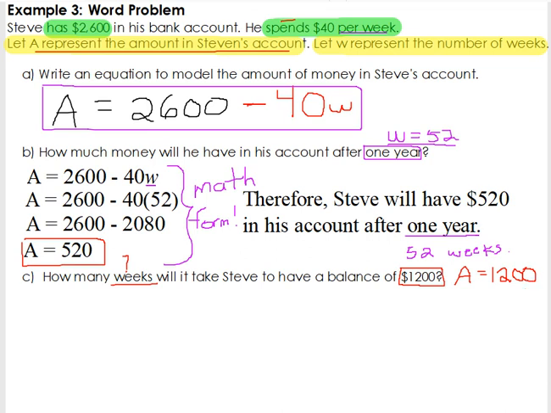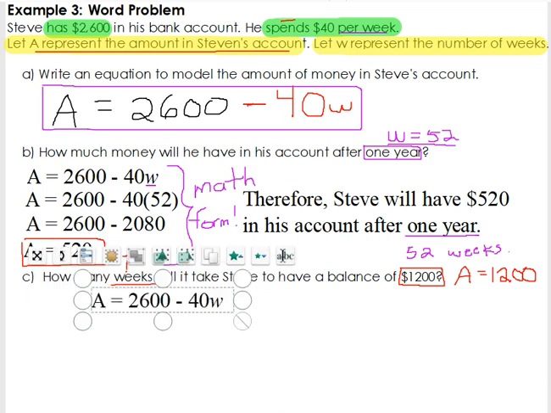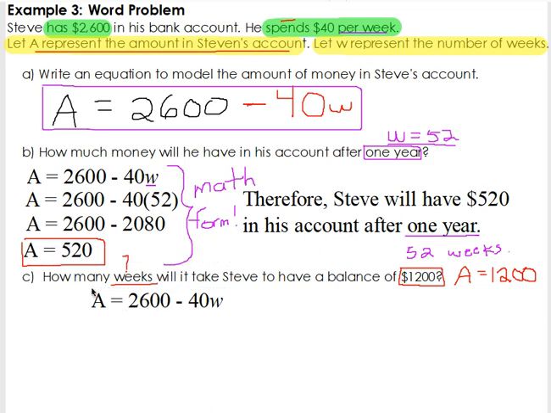Well, we're going to go back to our equation. We start off with our equation: A equals 2600 minus 40W. We want to know what W is when A is 1200. So we're going to replace A with 1200. 1200 equals 2600 minus 40W.